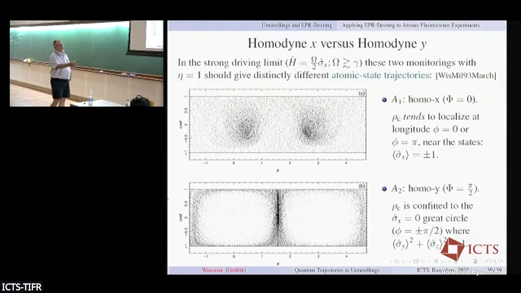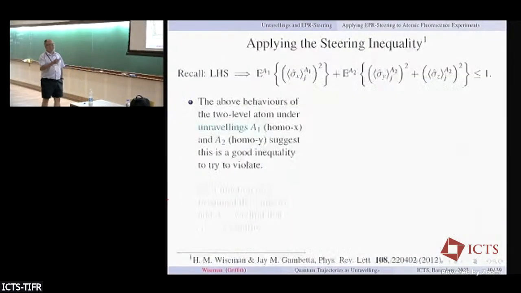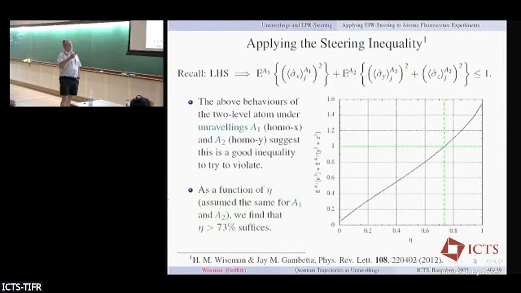So obviously, in this case, if we're exactly this, the average of x squared would be equal to 1 as well. So this suggests that this is exactly the sort of scheme to which we could apply our inequality. Here's the inequality again. We are going to use A1 as Alice doing X homodyne and A2 as Alice doing Y homodyne, and ask the question, can we violate this inequality? Well, definitely we can if we do 100% efficient detection. So the question is, will we violate it with less than 100% efficient detection?